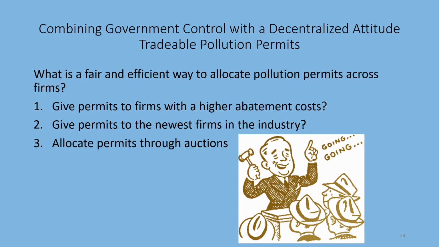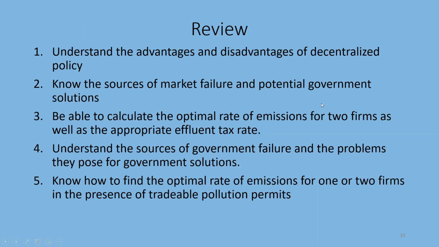But in the real world, again, they can be allocated in a variety of ways, and none of these ways are without their potential drawbacks. All right, so with that in mind, that is the end here of Chapter 6. Make sure you understand the advantages and disadvantages of decentralized policy versus those policies that involve more government control. Make sure you know the sources of market failure.